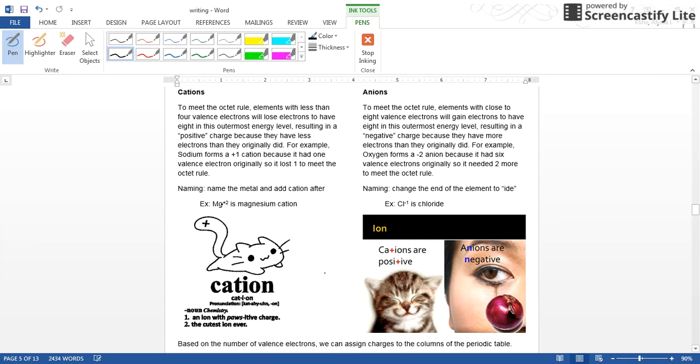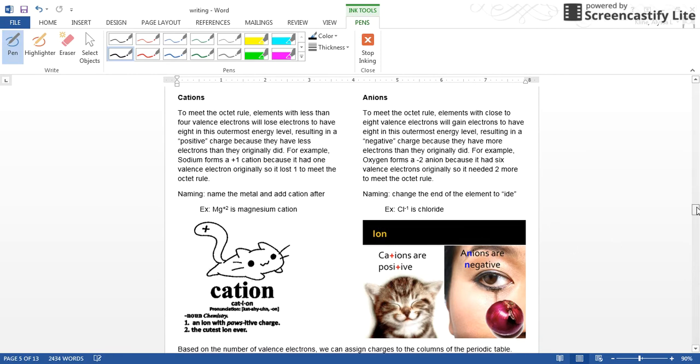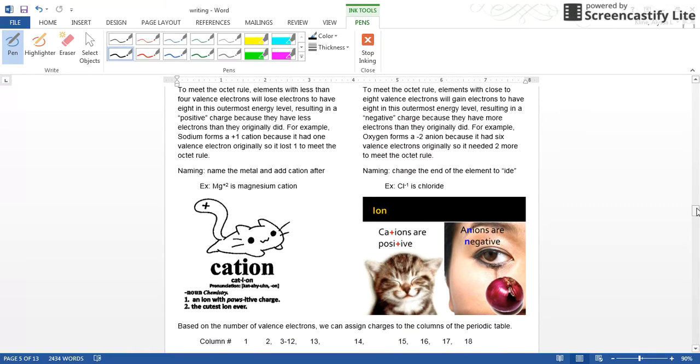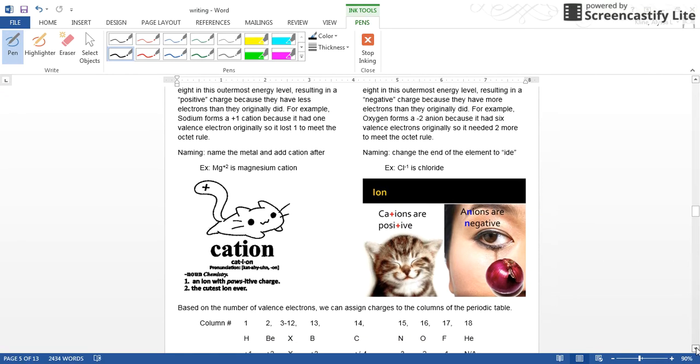So, for example, Mg+2 is a magnesium cation. You can always think of cation in terms of cats are positive, okay? Cats are positive. Anions would be something that has more than 4 valence electrons. They're just going to gain some electrons to get closer to 8. So that makes them have a negative charge because they have more electrons than protons.